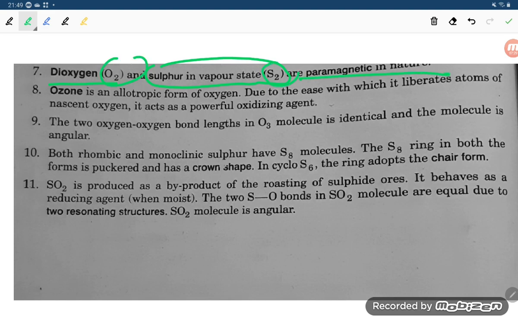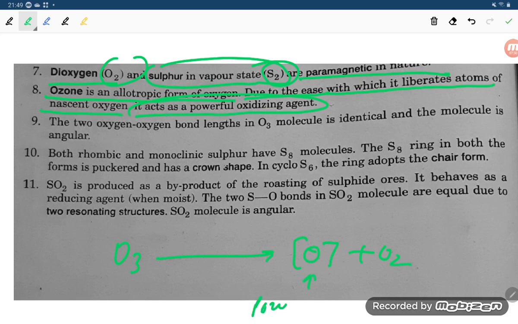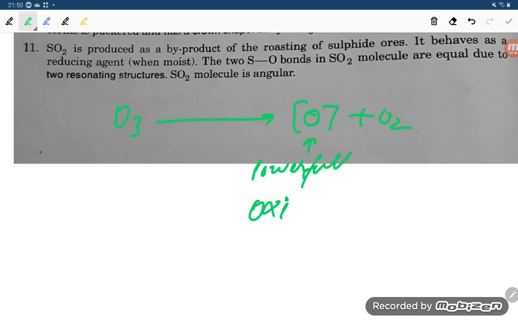So O2 and S2 are paramagnetic in the vapor state. Ozone is the allotropic form of oxygen, due to the ease with which it liberates atoms of nascent oxygen. It acts as a powerful oxidizing agent. So O3 gives nascent oxygen plus O2, and this nascent oxygen is a powerful oxidizing agent.